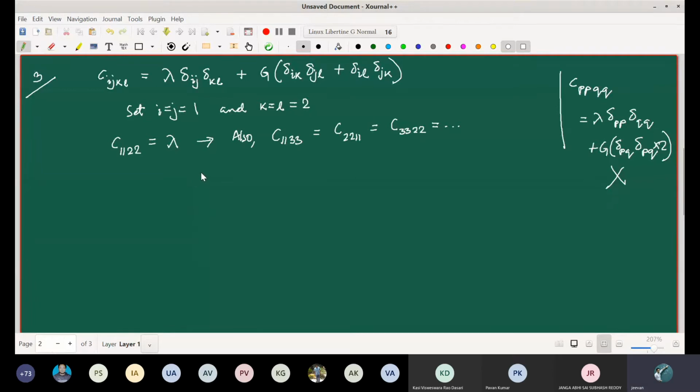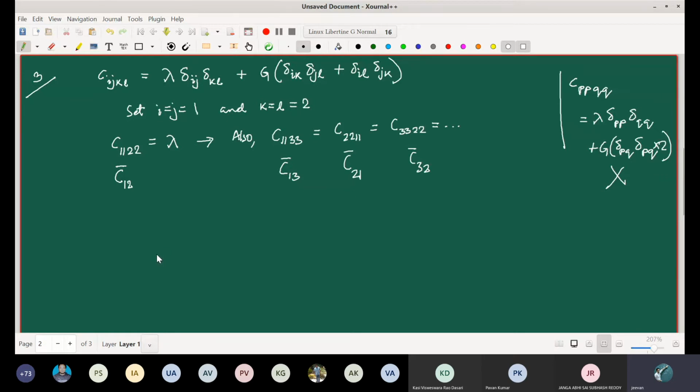Now you tell me what will be the corresponding Voigt notation of these things. What is the corresponding Voigt notation of C1122? C12 bar. Okay, and what about this? This will be C13 bar. This will be C21 bar. This will be C32 bar, like that. Okay, so that's pretty easy.